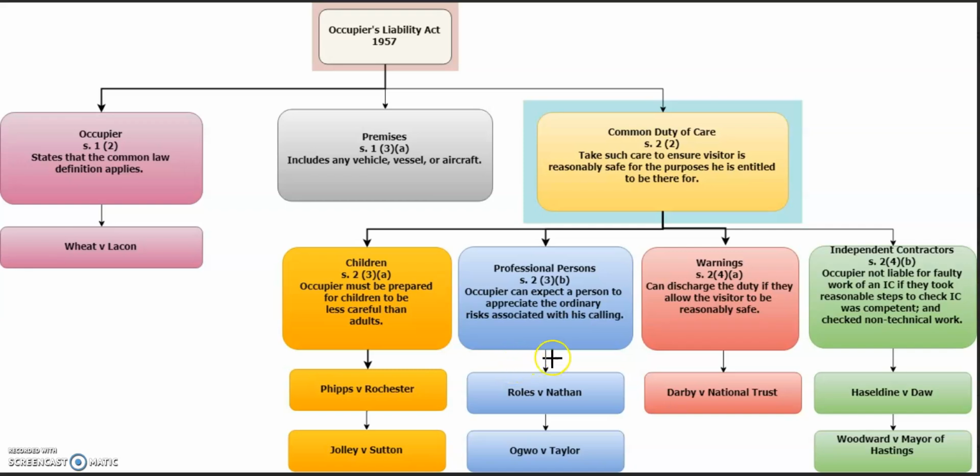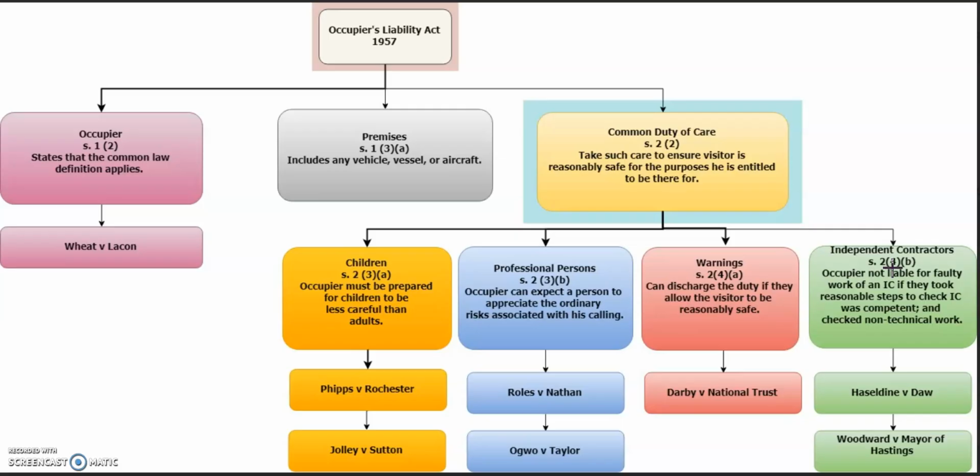Now, be very careful here because students often get mixed up between this section and the section relating to independent contractors. So the difference here is that with this professional person section, we are looking at this if we've employed a tradesperson and they get injured themselves completing the work. Whereas when we're looking at independent contractors, this is where an independent contractor is hired to do some work on the land, and then somebody else, i.e. a third party, is injured by the work of the independent contractors. So there's a difference there.